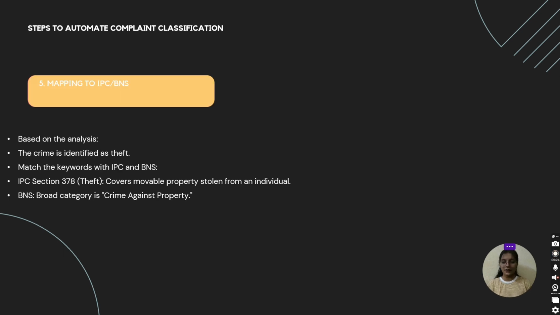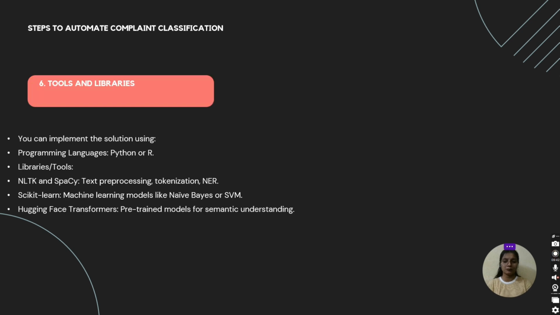Mapping to IPC and BNS. Based on the analysis, the crime is identified as theft. Match the keywords with IPC and BNS. IPC section 378, theft, covers movable property stolen from an individual. BNS broad category is crime against property. Now the sixth step is tools and libraries. We can implement the solution using programming languages, Python or R, and libraries and tools like NLTK and spaCy for text processing, tokenization, and NER.